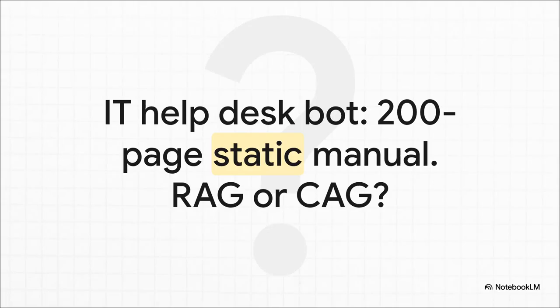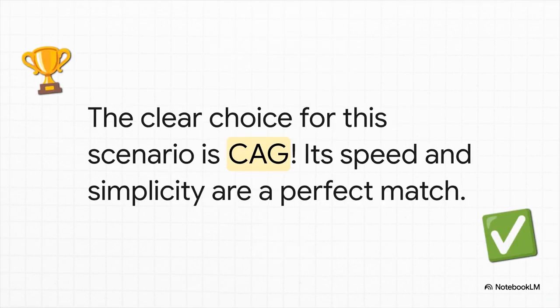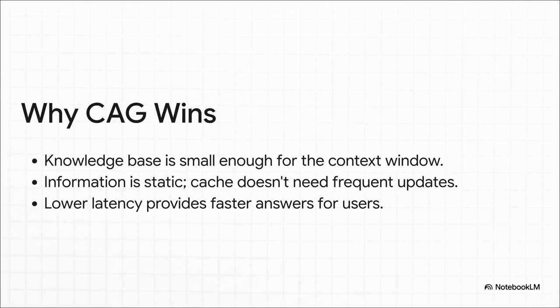You ready? First up, you're building an IT help desk bot. Its entire world is a single 200-page product manual that almost never changes. Who's your fighter? Yeah, the clear winner here is CAG, the memorizer. Its speed and its simplicity are just a perfect match for a job like this. It just makes sense, right?